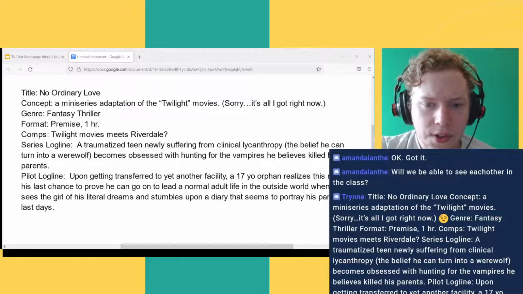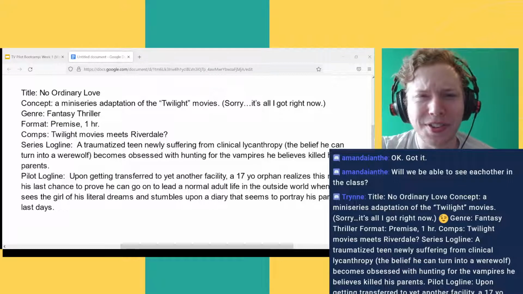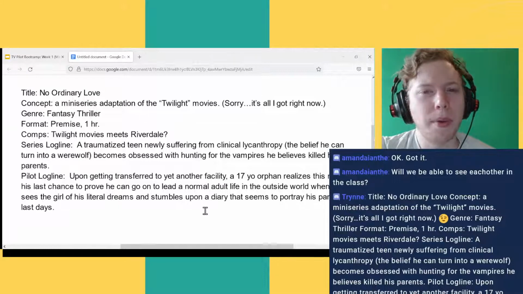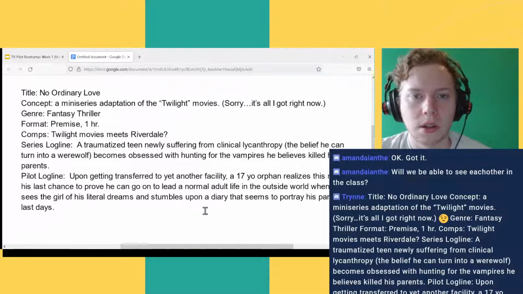Okay, thanks for this. It says in the description this is a miniseries adaptation of the Twilight movies, but I've seen the Twilight movies, and this doesn't sound like them at all. Well, yeah, it's a spin-off, right? I'm trying to do a spin-off. But why do a spin-off when you could just make it like this? You could just change a couple names and it would be original.